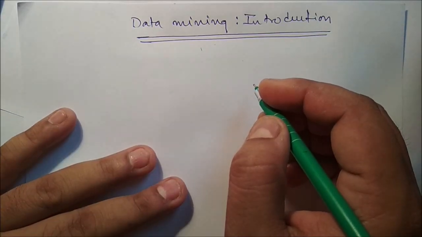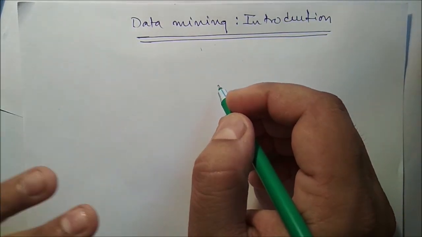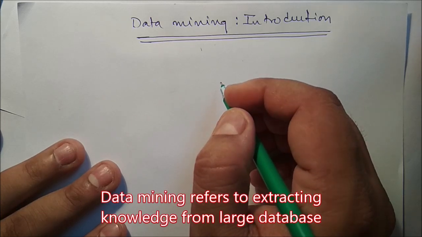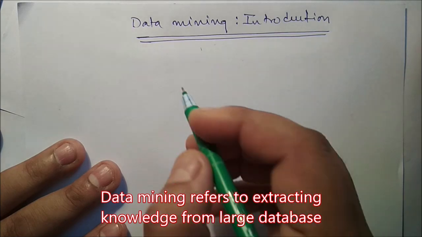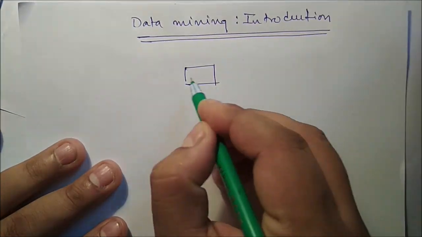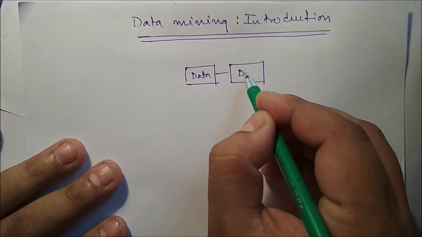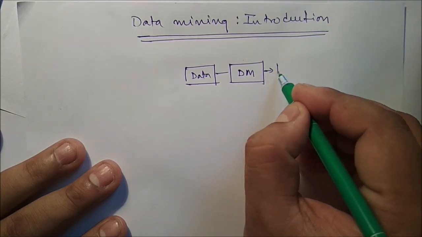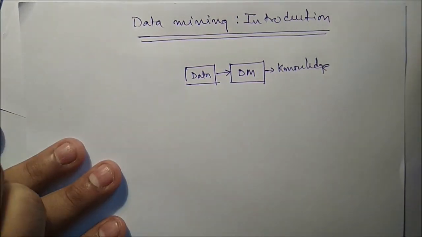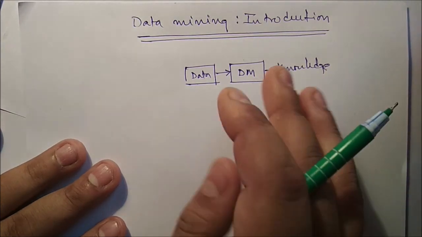In this video we will discuss the introduction to data mining, the basics of data mining. Now what is data mining? Data mining refers to extracting knowledge from a large database or a large data warehouse. So there is a database, there is data. We have to apply some data mining algorithm and extract knowledge. So data mining is extracting knowledge from the database.